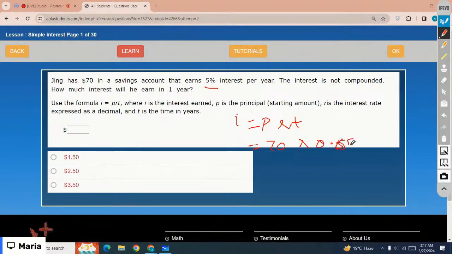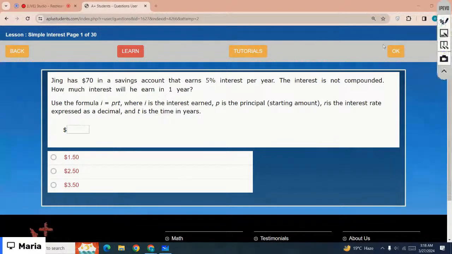And then you have to calculate after 1 year. So simply multiply. It is 3.5, I think, because 7 times 5 is 35. $3.5 it is. 7 times 5 is 35, isn't it? So the correct option is $3.50. Option number 3 is the correct option, right? Got it?